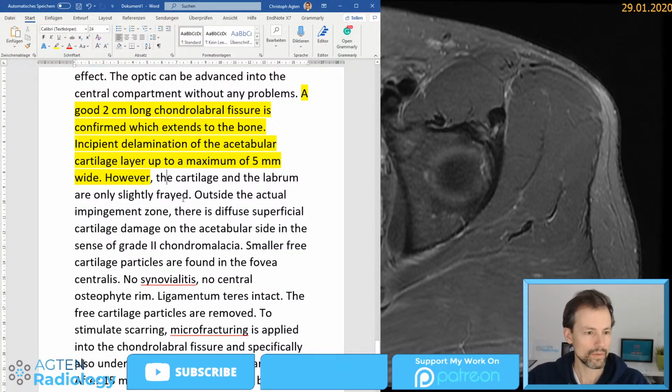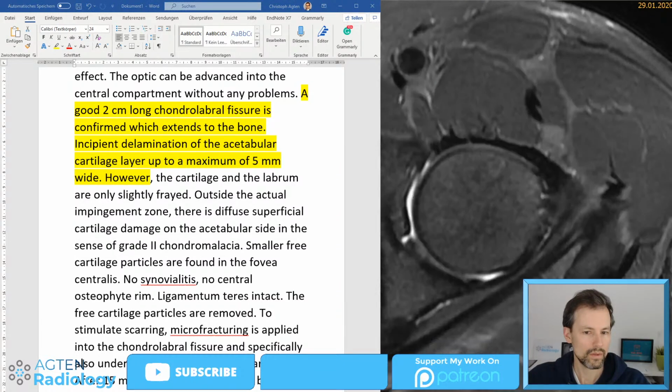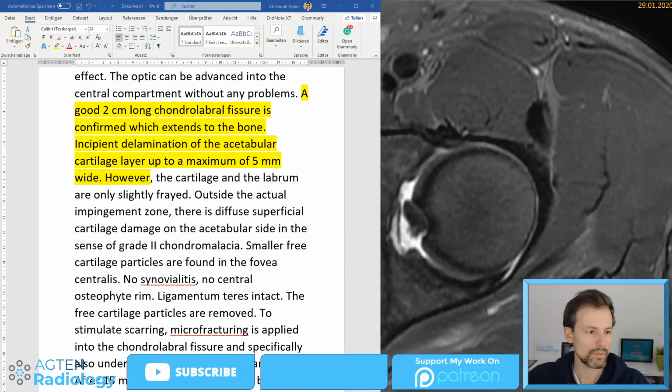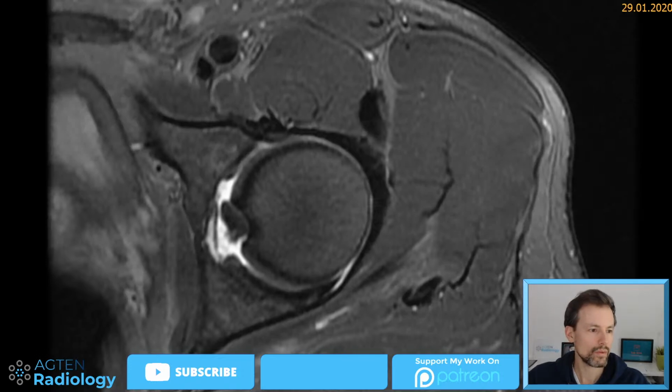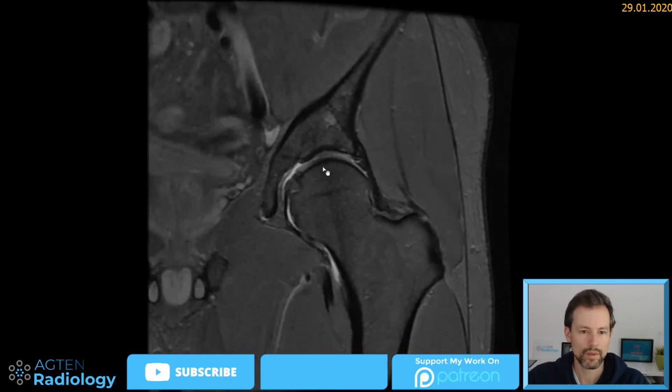All right. Then what else? Outside of the actual impingement zone, diffuse superficial cartilage damage on the acetabular side, grade 2. Okay, so outside of the actual impingement zone. Let's try to see this. Boom, boom, boom. Where do we look for this? Maybe here.